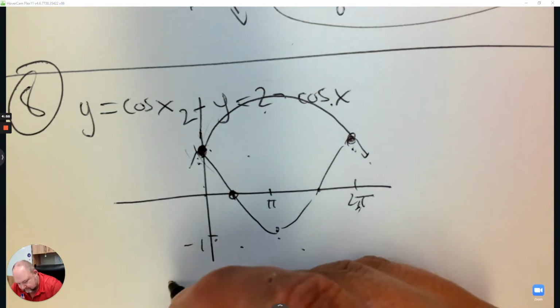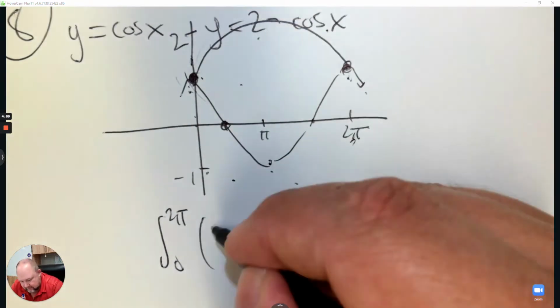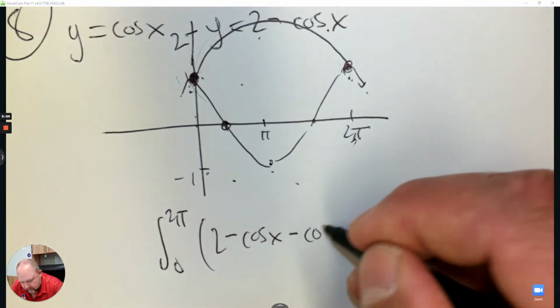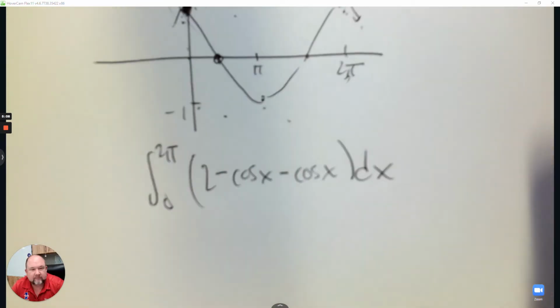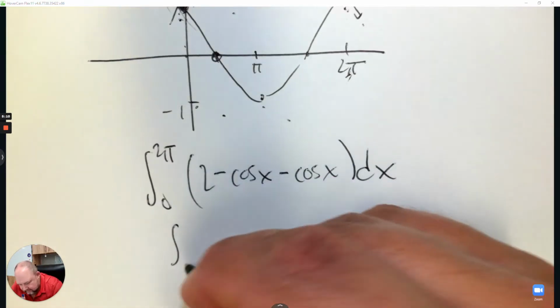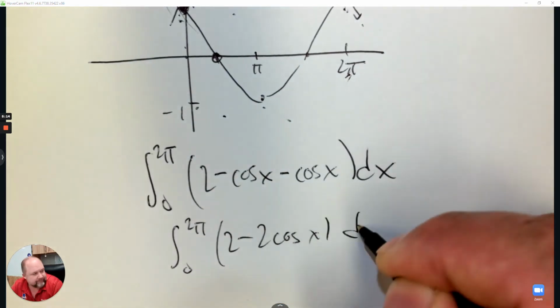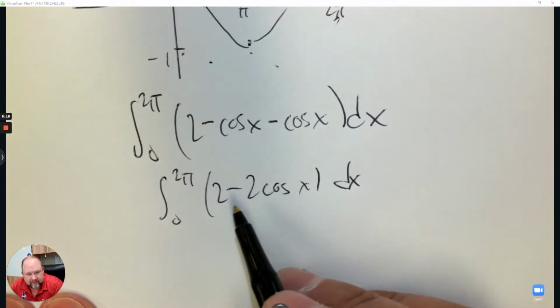And what's on top is 2 minus cosine x. And then what's on the bottom is just cosine x. Now, how would I find this area? Combine like terms. Now, I can integrate this separately.